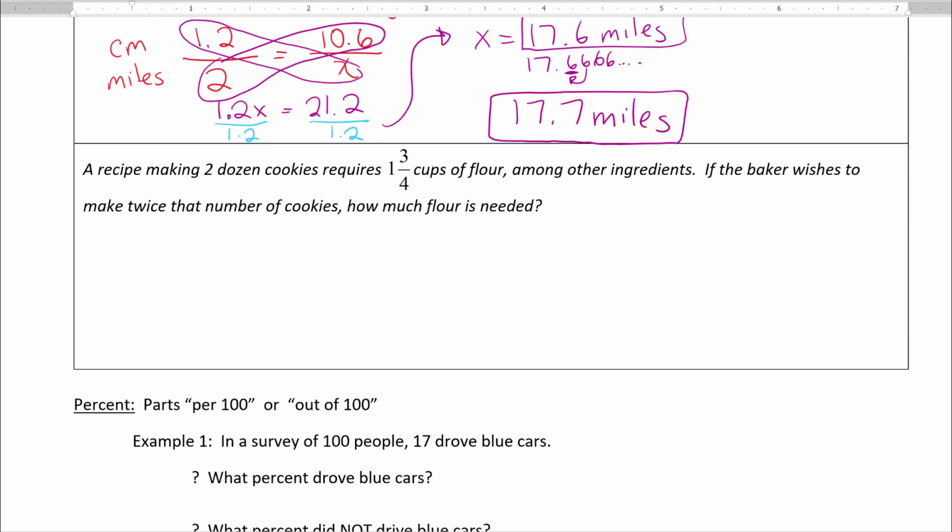Our next problem is about making cookies. A recipe making 2 dozen cookies requires 1 3/4 cups of flour, among other ingredients. If the baker wishes to make twice that number of cookies, how much flour is needed? So we're looking for, let x equal the amount of flour, and I believe we're talking about it in terms of cups. So go ahead and make that definition so we all know what x is. We're talking about two different things: flour in cups, and the dozens of cookies, right?